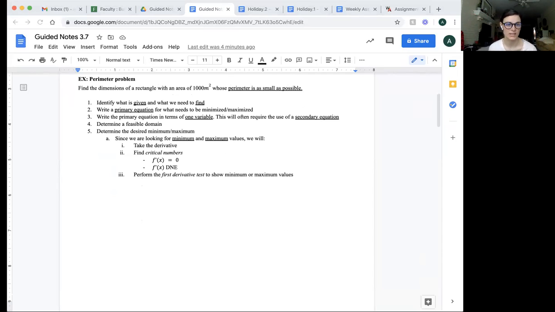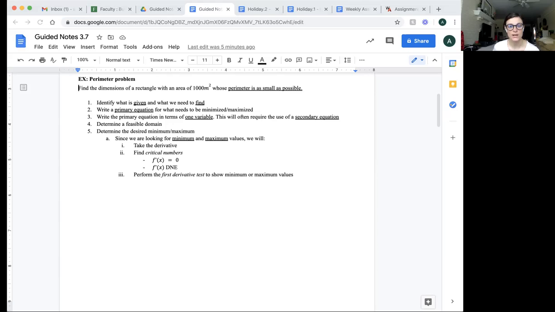Our steps for optimization are: 1, identify what is given and what we need to find. 2, write a primary equation for what needs to be minimized or maximized. 3, write the primary equation in terms of one variable. Steps 2 and 3 can be a little tricky because writing the primary equation in terms of one variable often requires a secondary equation. We'll need to look at our picture, see what we're dealing with, and how we might write that. 4, determine a feasible domain, and 5, determine the desired minimum and maximum.